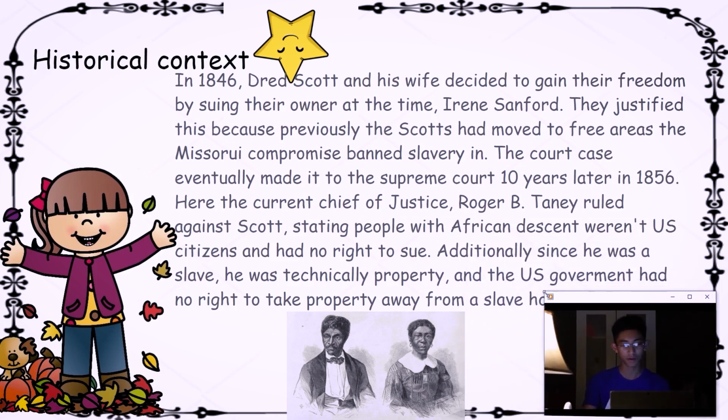So they brought up the court case, and it eventually made it to the Supreme Court 10 years later in 1856. There, Roger B. Taney ruled that people of African descent weren't U.S. citizens, so they had no right to sue. Additionally, since he was technically property, the U.S. government had no right to take property away from a slaveholder, which is just great.